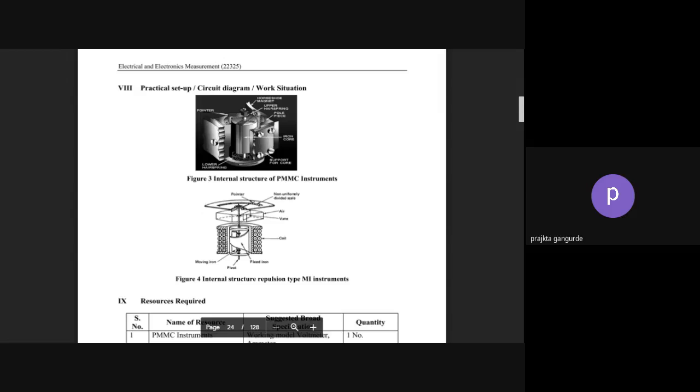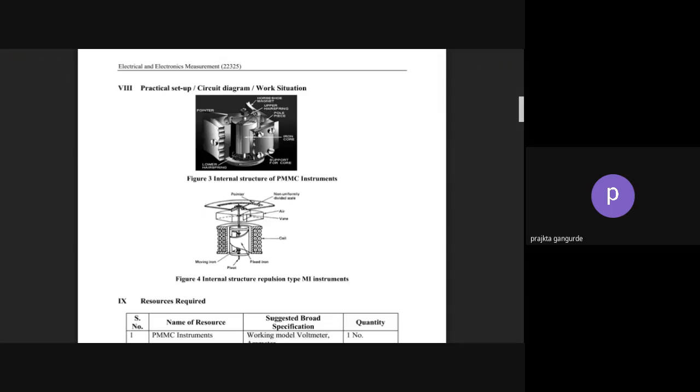The repulsion type moving iron instrument consists of a fixed iron and a moving iron. This part is the fixed iron and this lowermost part is the moving iron, and this one is the center. At the center there is one pivot. Then this circular part is nothing but the coil, and these two are the vanes. The uppermost part is the non-uniformly divided scale, and this one is the pointer. This is the internal structure of your MI type instrument.